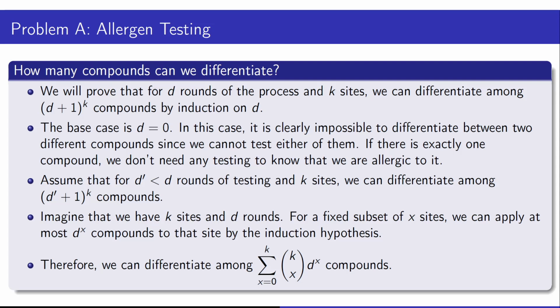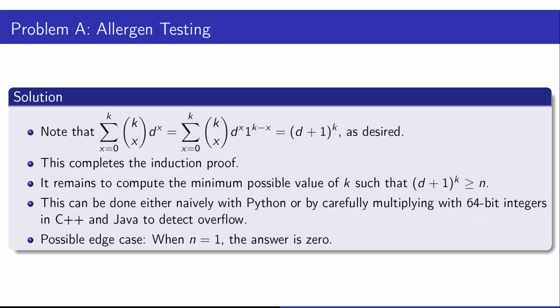The primary thing to note in the induction hypothesis is the fourth bullet point on this slide. Under this assumption, if we have k sites and d rounds, and we have x sites that we specifically care about, then we know that we can apply at most d to the x compounds to those sites by the induction hypothesis. This gives us a sum that by the binomial theorem completes the induction.